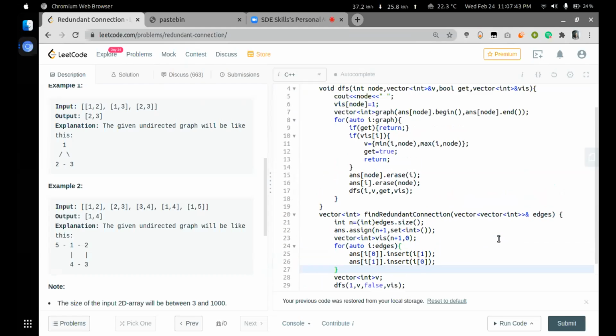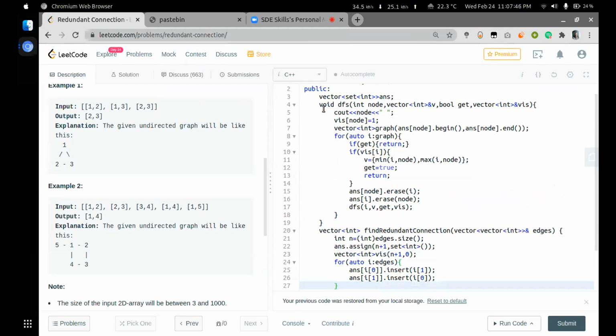So this is a DFS function where I pass the node. This is the final answer vector which I will return, and then a Boolean get. This get will be false at start, and if at any point I get the value which is the edge to be deleted, I will just change this get to true. And if at any point in the DFS function I see that this get value is true, then I'll just return.